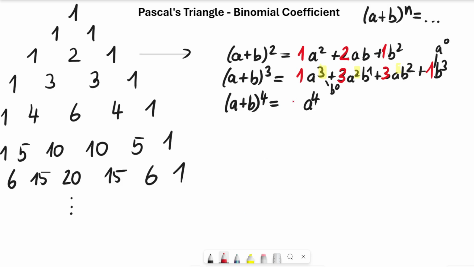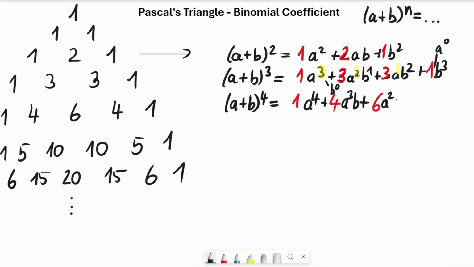So coefficients we can read off. 1. Decrease the a, use the coefficient of Pascal's triangle, which is 4. Decrease the a by 1. Increase the b from 0 to 1. And now go on. Pascal's triangle says it's 6.